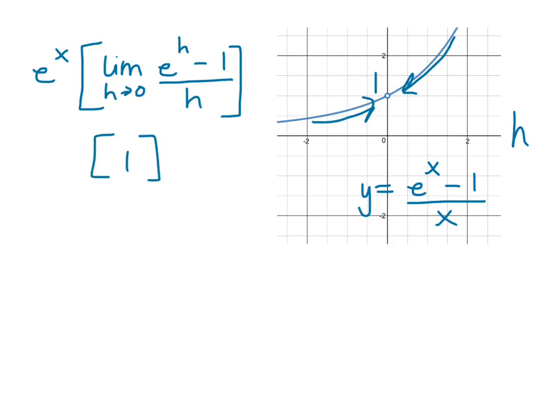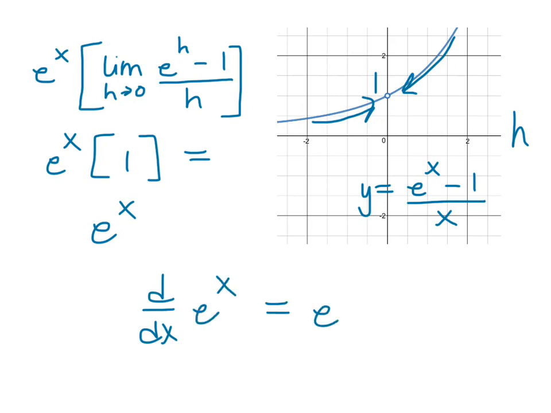So we have that limit approaching 1, which is still multiplied by e to the x out front. And e to the x multiplied by 1 is equal to e to the x. Hence, what we've just established is that the derivative with respect to x of e to the x is equal to e to the x.